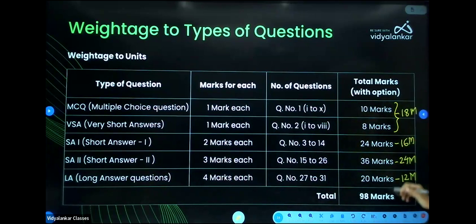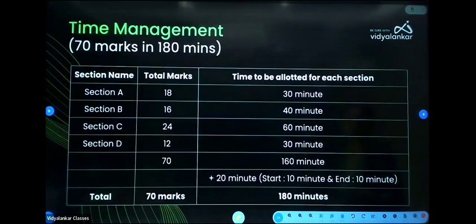So this is given with option as 98 marks of paper, and without option, that is 70 marks of paper. This is your required attempt in your chemistry paper. So this is about the weightage to types of questions.